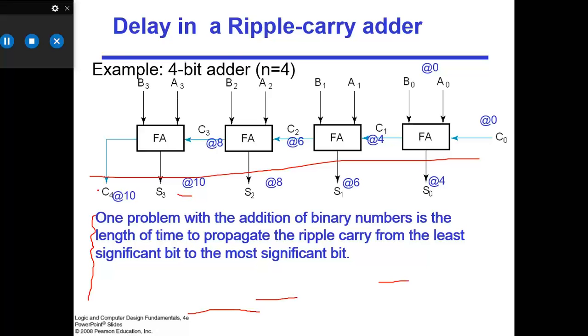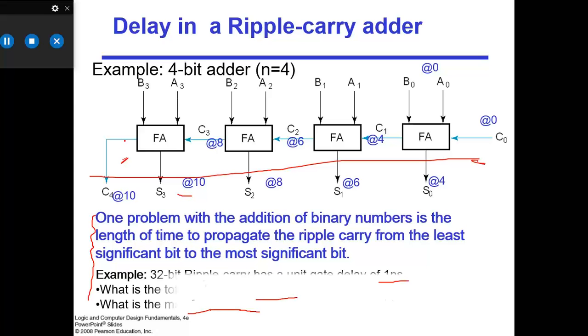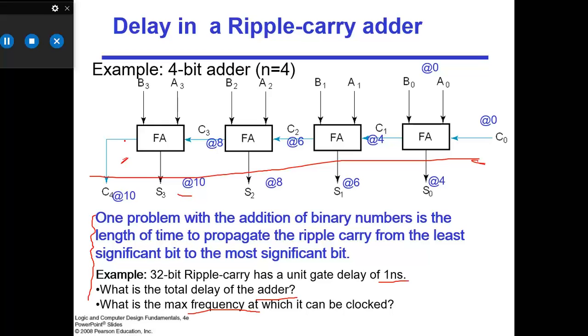One problem with the addition of binary numbers is the length of time to propagate the ripple carry from the least significant bit to the most significant bit. This is the longest chain that will require that time. So a ripple carry has a unit gate delay of 1 nanosecond. What is the total delay of the adder, and what is the max frequency at which it can be clocked? So these are two relevant questions that you need to answer. The answer is given in the slide set, but compute them by yourself and see. So it's going to be easy.